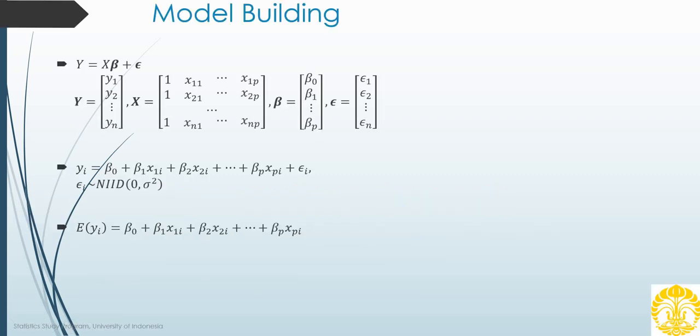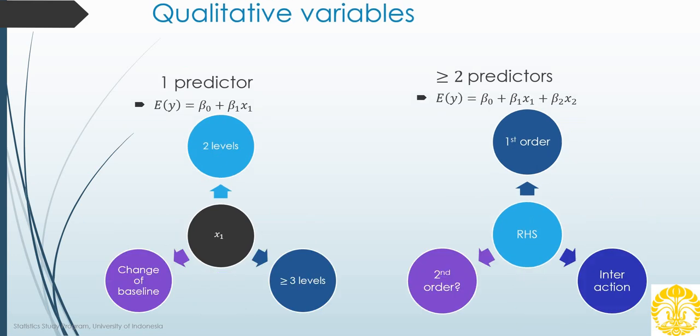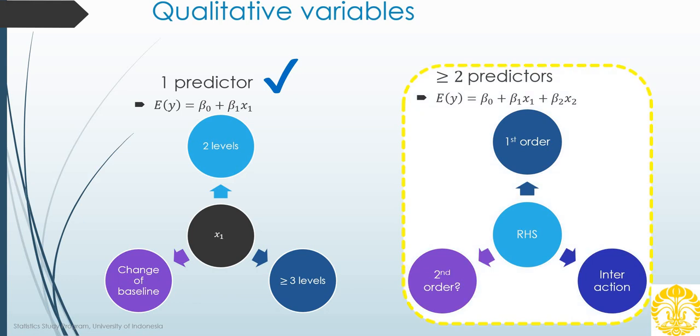Now we are still dealing with model building. We've done with the quantitative variables and also with the qualitative variable for one predictor. That is for 2 levels, 3 levels, and how we look also at the change of baseline and the effects of changing baseline to the result. Okay, so for this session, we will focus on the two or more predictors. Both are qualitative or categorical variables.